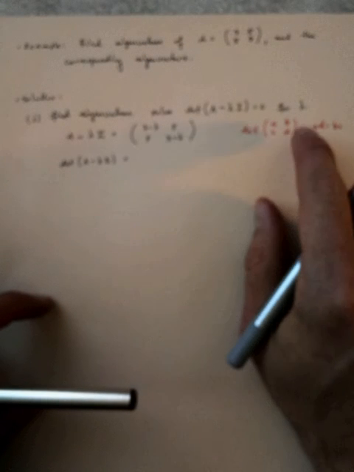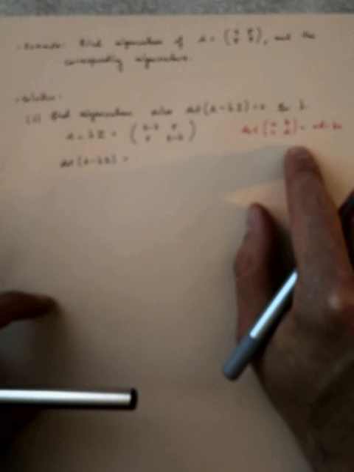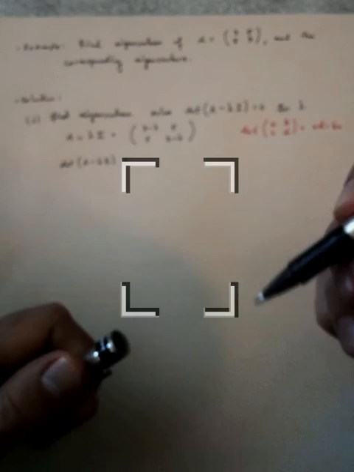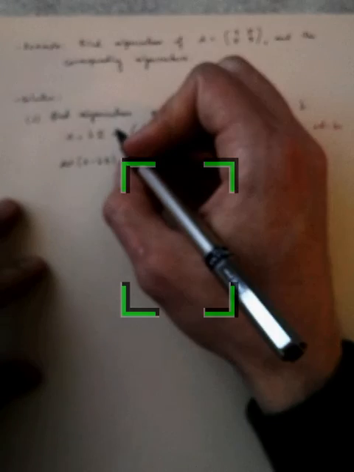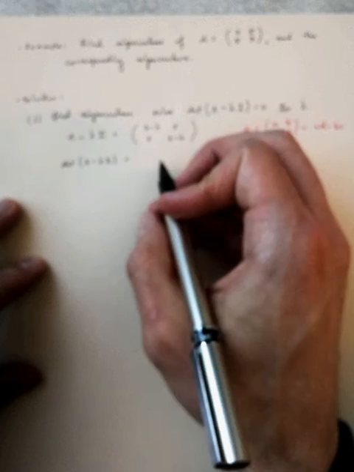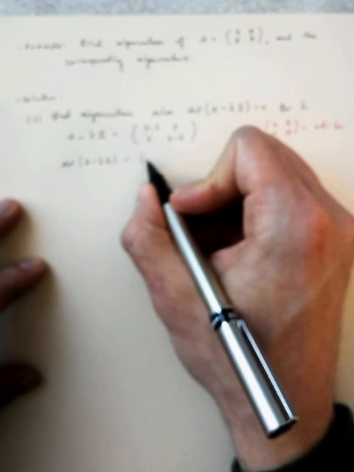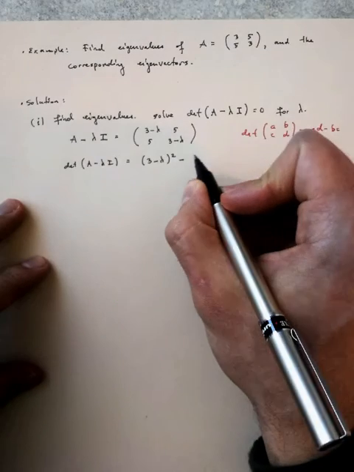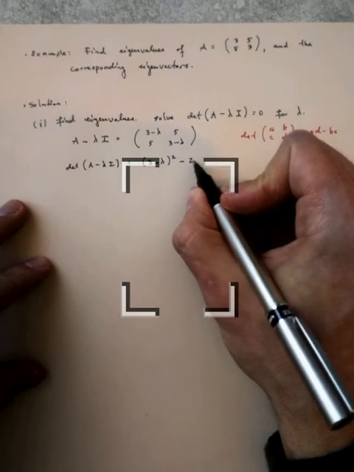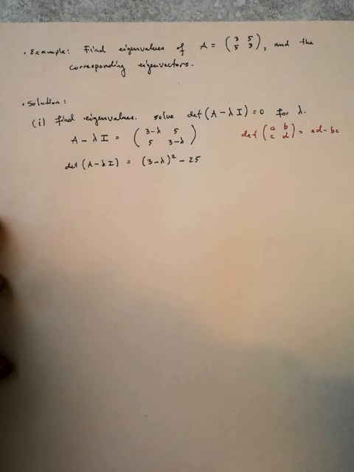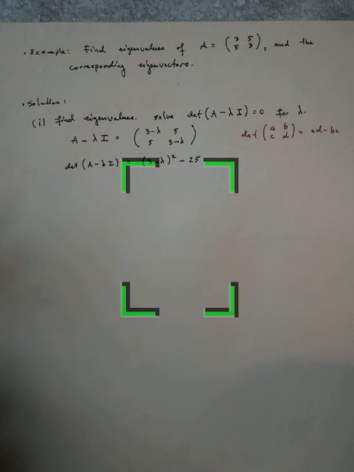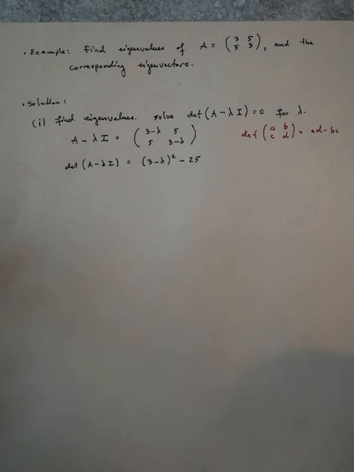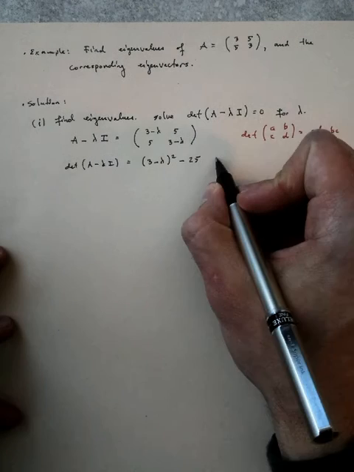So this is the determinant of a 2 by 2 matrix. So I want to take the determinant of this matrix. So this is going to be 3 minus lambda squared minus 25. And I want to set that equal to 0 and solve it.